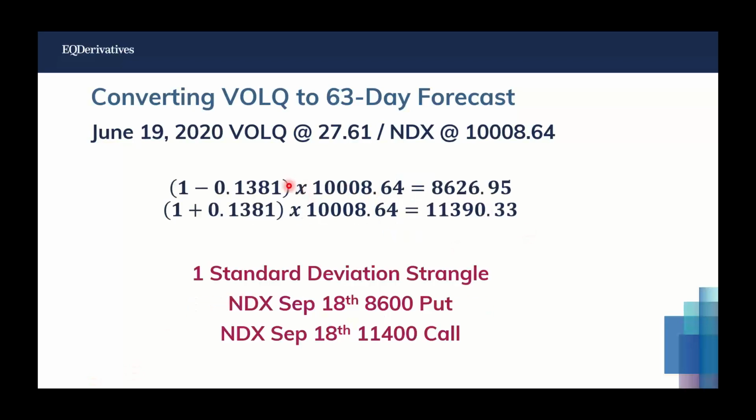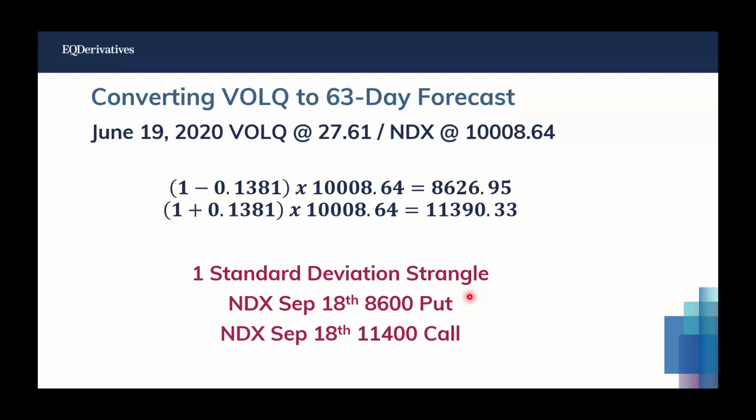Converting both of these, I came up with 8600 as the closest put strike. We didn't have the 8625s, and 11,400 was the call strike for 11,390. I just rounded it up to 11,400. This is rounded down and that's rounded up. I really do normally go for the closest strike price, but in both of these cases, it involved rounding to the downside and rounding to the upside. So the strategy I'm going to show you actually started out with this trade right here.